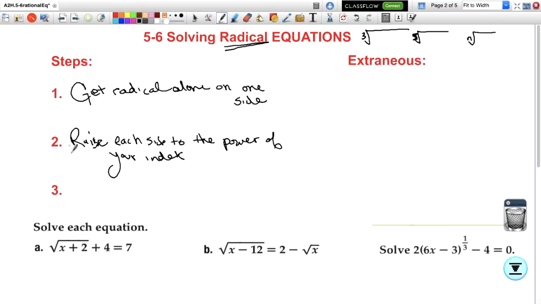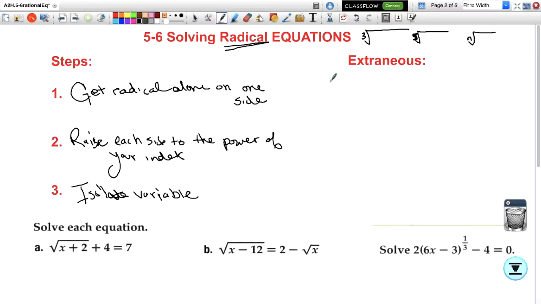The last step, once you've canceled out your radical sign, is to isolate your variable. That way you're actually finding your final solution, right? You want to get x alone and positive, and you can finally do that once you've gotten rid of your root sign. Okay, so get your radical alone on one side, raise each side to the power of your index, and again, that index number defines what your radical is, and then lastly, isolate your variable, get it alone and positive.